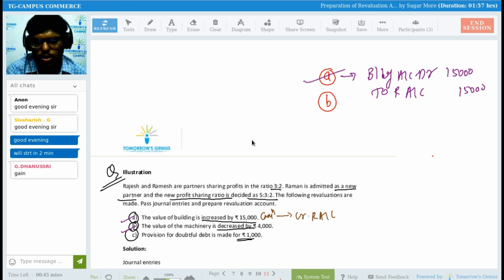B part. The value of machinery is decreased by rupees 4,000. It's a loss, right? Decrease means loss. And loss we have to debit or credit to the revaluation account? Debit. We have to debit revaluation account. So what will be the entry?